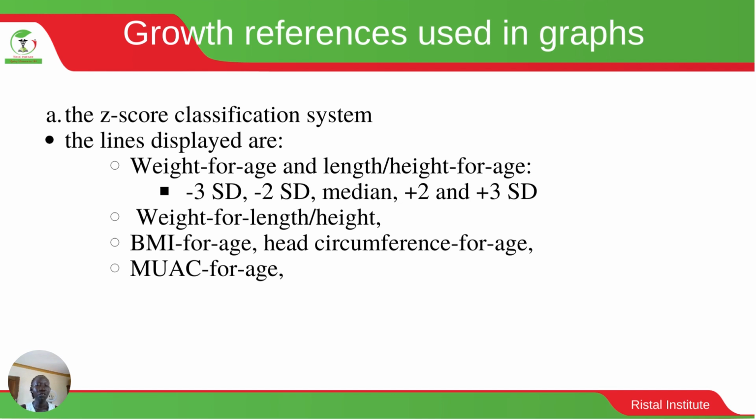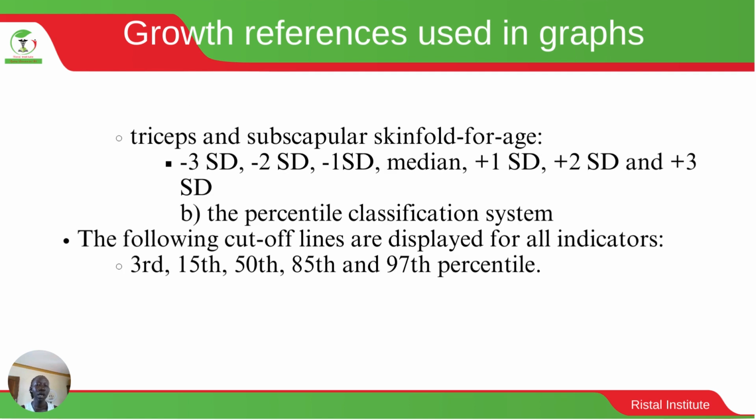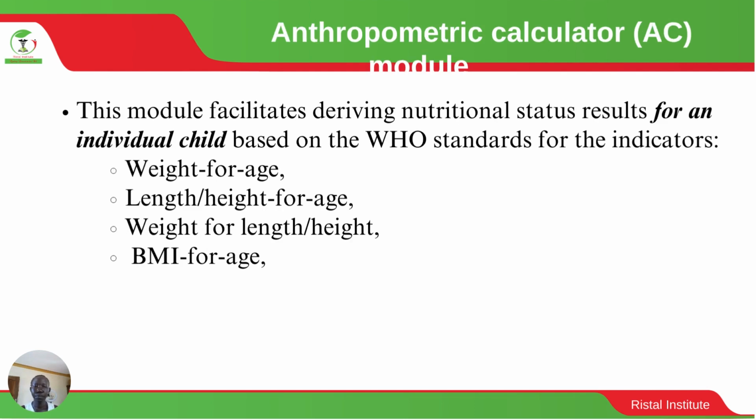BMI for age, the head circumference for age, and so on for age. All these can be used to classify the Z-score. Triceps and subscapular skin fold for age, still it gives you the same SD variables. We also have the percentile classification system, and we have the following cutoff points displayed for all the indicators. We have the 3rd, the 50th percentile, the 85th percentile, and the 97th percentile.